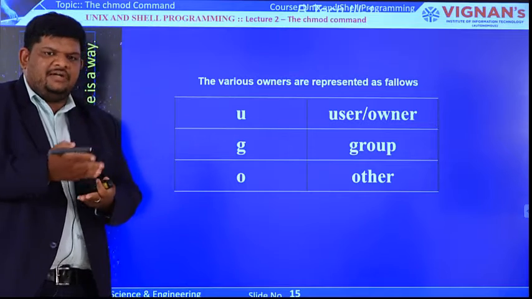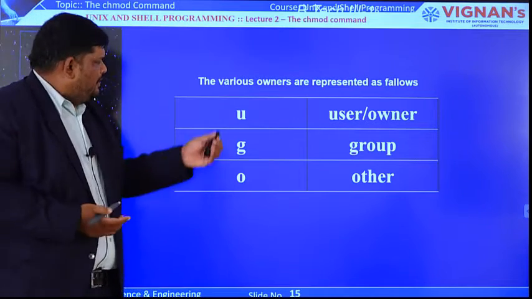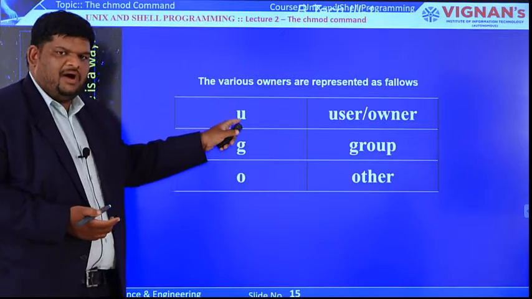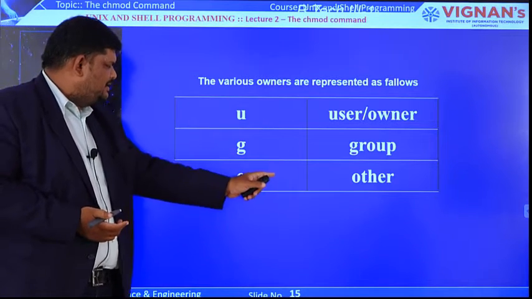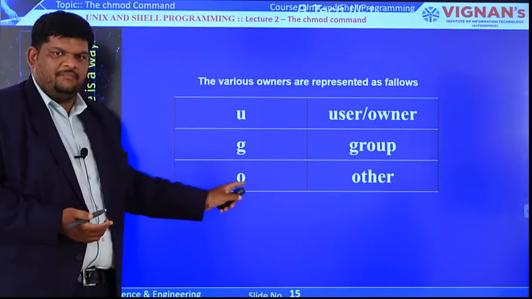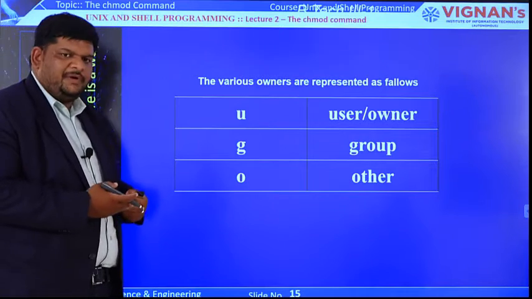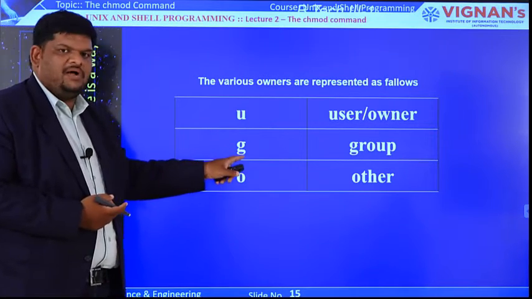How are these operators applied? On user, indicated with a small u, group indicated with a small g, and others indicated with a small o. If you want to change the group permissions, we have to apply on small g.